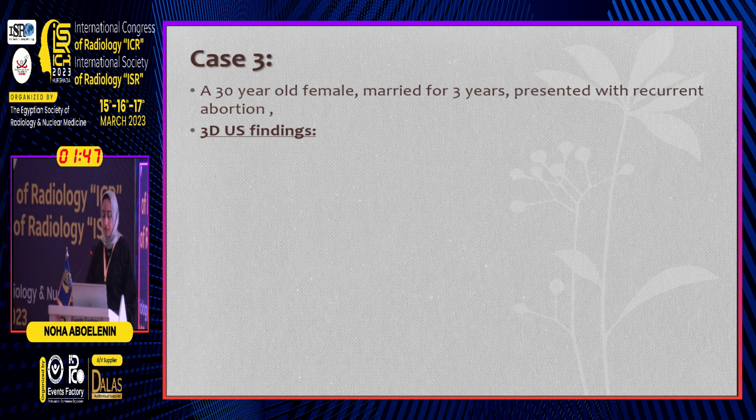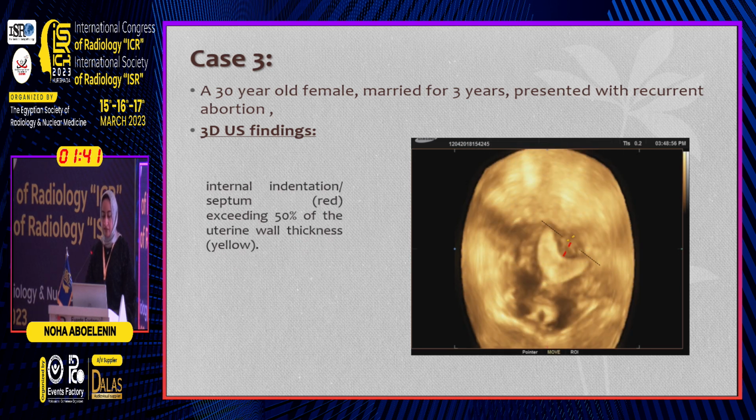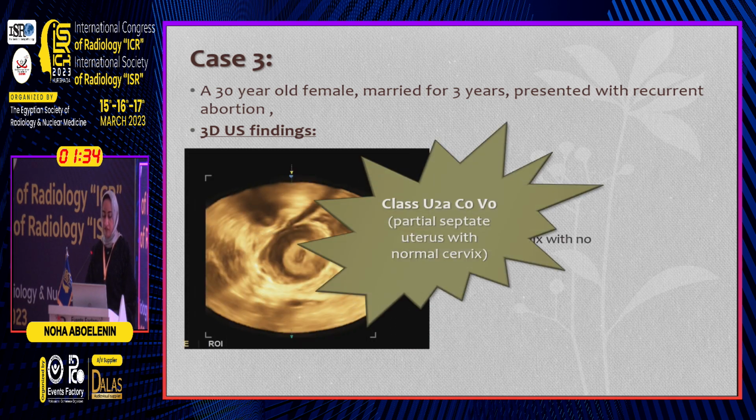Case number 3, a 30-year-old female married for 3 years presented with recurrent abortion. The 3D ultrasound showed an internal indentation represented by a red line exceeding 50% of the mean uterine wall thickness, and the cervix is normal. So we gave a primary diagnosis of a partial septate uterus with a normal cervix.